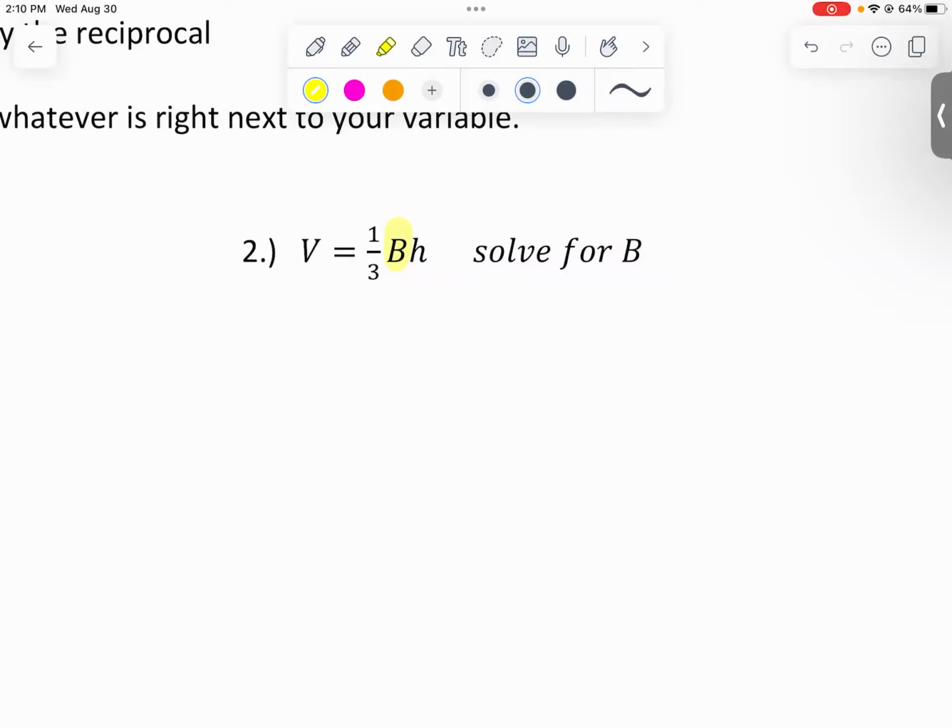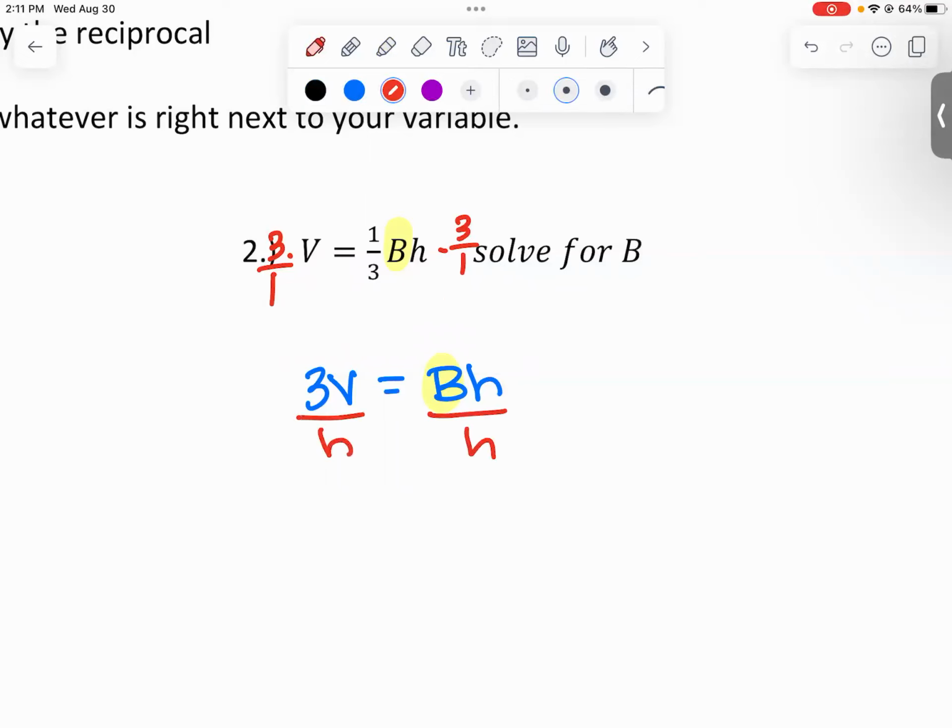Eli, what do we do first? We're going to divide by 1/3, which is the same thing as multiplying by 3/1. So we have 3v equals bh. People, we are solving for b. Oh, whoops. We're solving for b. So in order to get b by itself, we are going to divide by h to get b equals 3v/h.